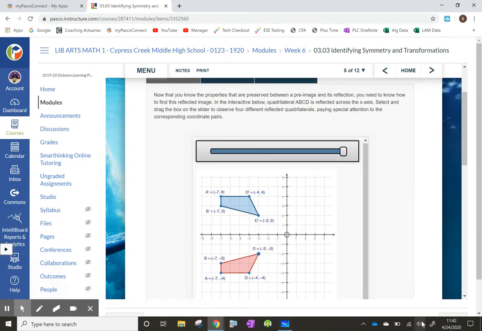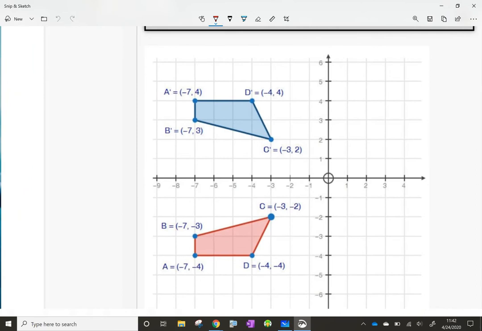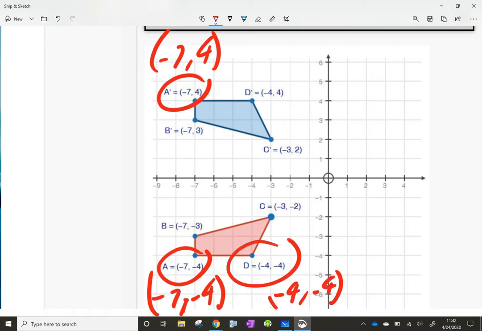So when you reflect over the x-axis, if we look at this example, again, notice from A to A prime. From A, which was -7, -4, to A prime, it goes from -7, +4, right? So again, notice how similar but different they are. If you look at D, -4, -4, when you reflect it to D prime, you end up at -4, +4.